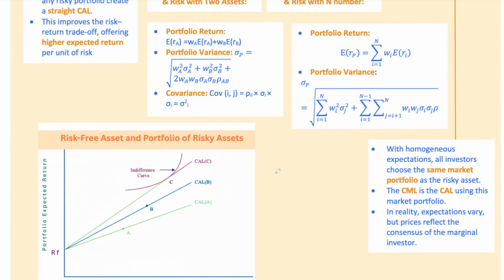So here's the key exam insight. You can draw a CAL through any risky portfolio, but the best one, or the one that touches the efficient frontier at just one point, is the tangent line. That's your optimal capital allocation line, and the point of tangency is the optimal risky portfolio. It's the sweet spot where you can't improve the risk-return trade-off any further. Anything below that line is inefficient, and anything above it is impossible. And that's the core of capital market theory.